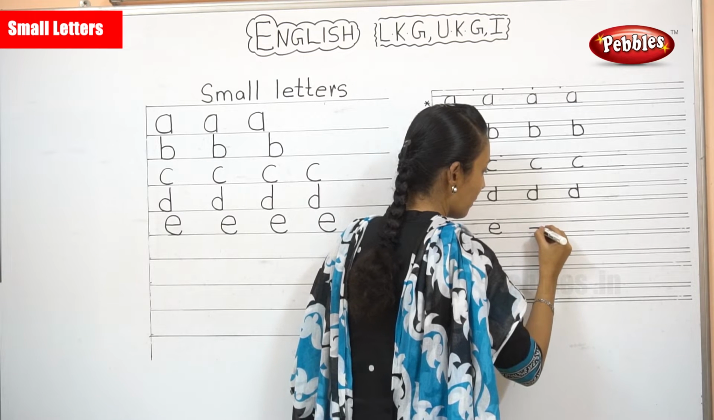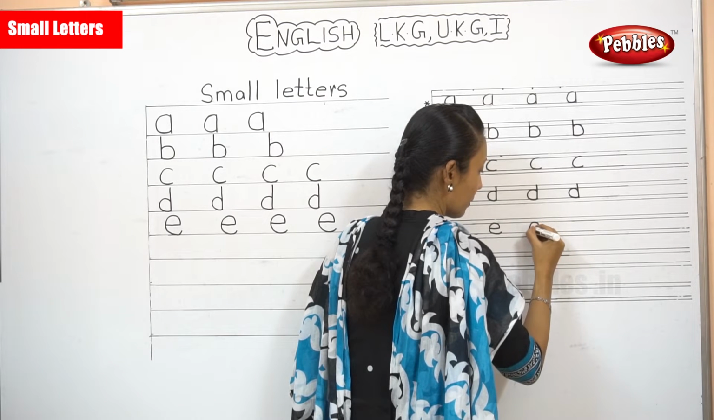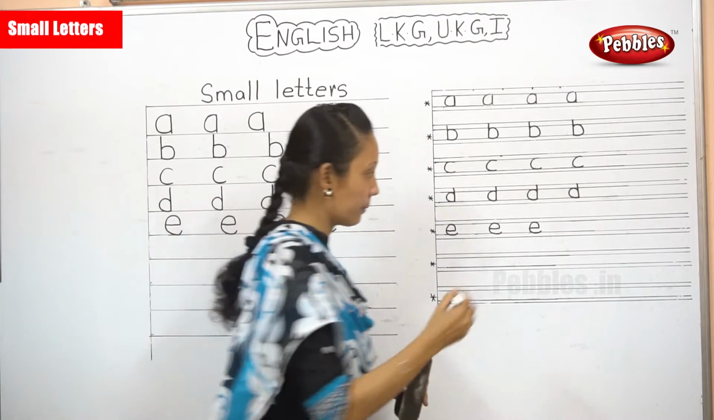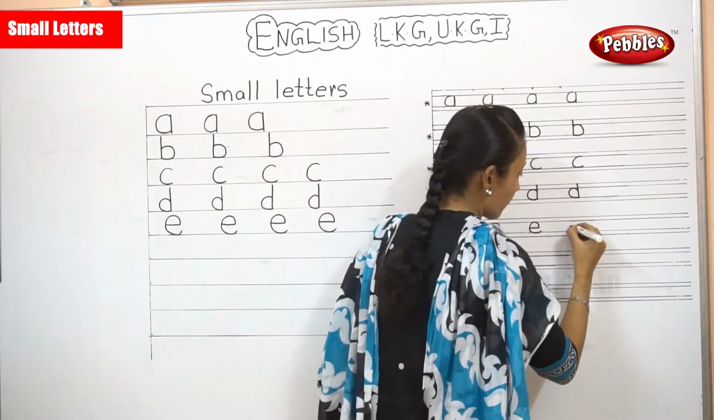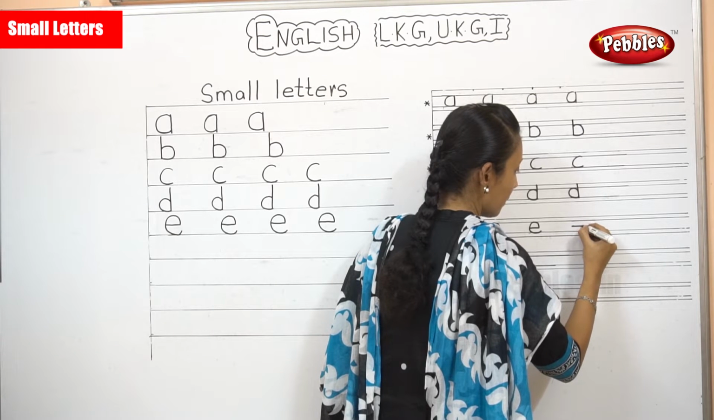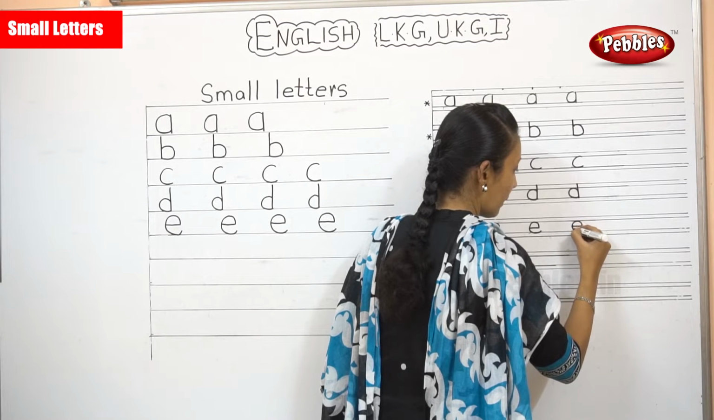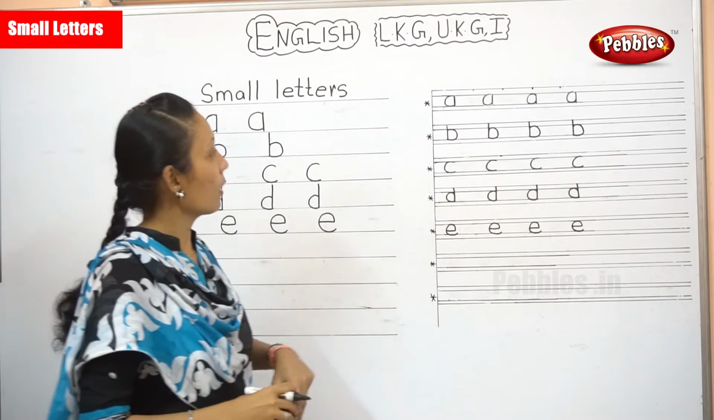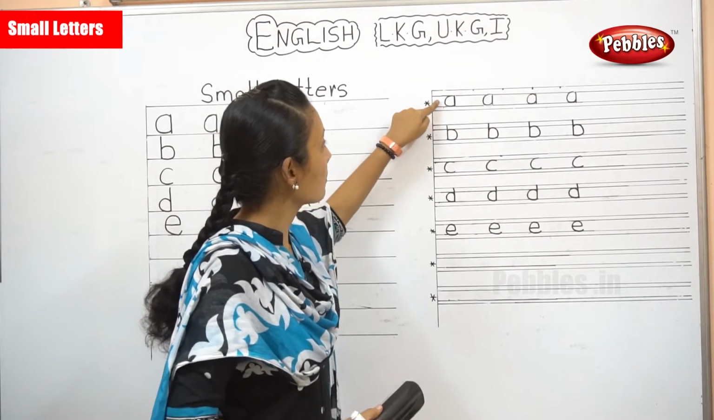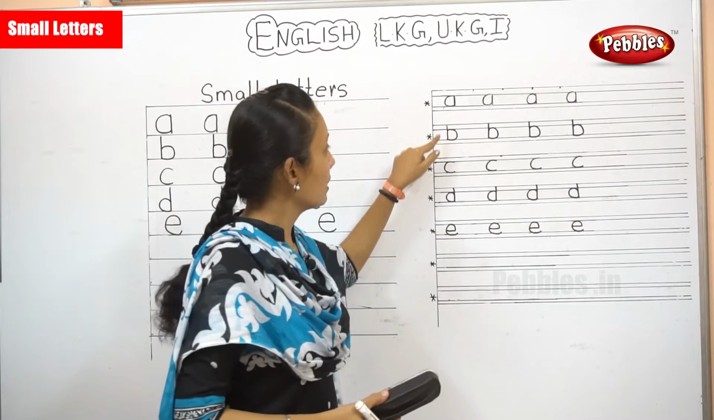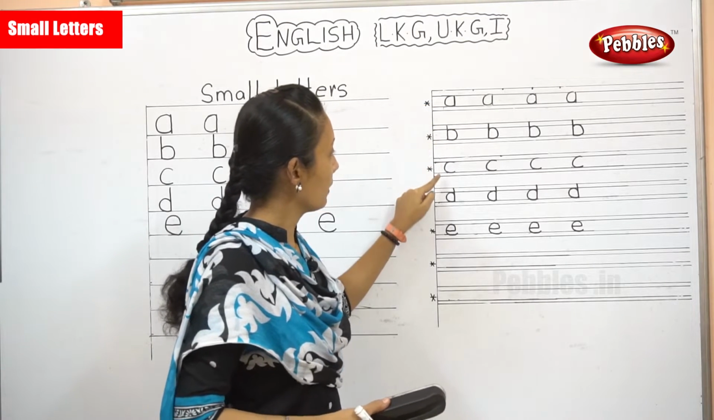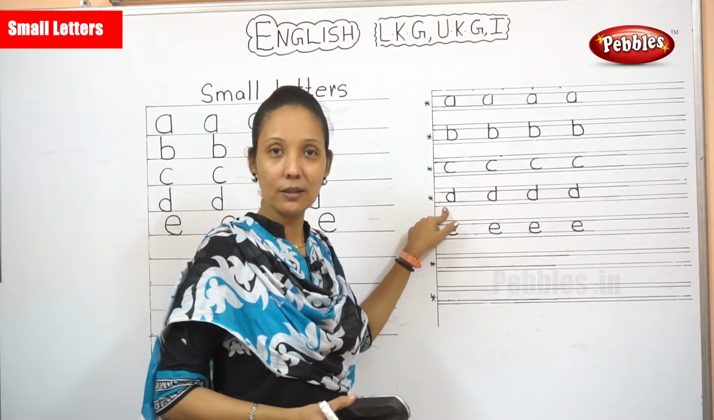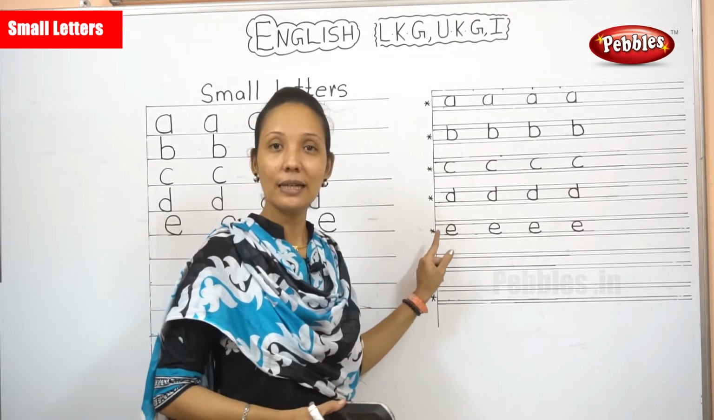Again, a sleeping line, go up and come down. It's small letter E. Sleeping line, go up and come down. Small letter E. So, what are your alphabets here now? Small A, small B, small C, small D and small letter E.